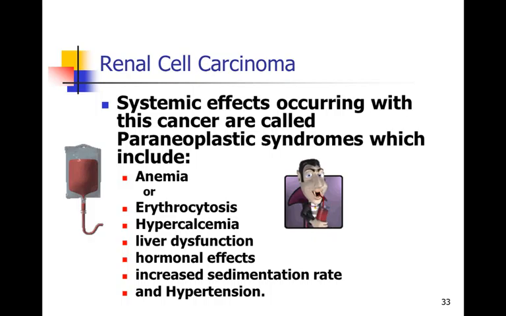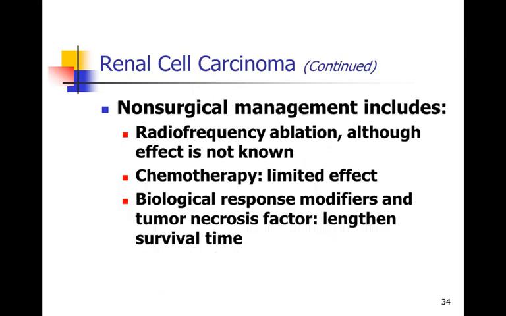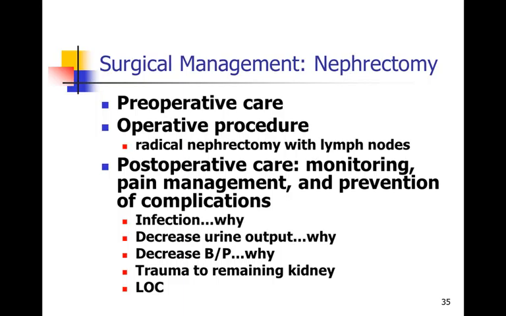Interventions focus on controlling and prevention of metastasis. Non-surgical management: radiofrequency ablation is usually used to slow tumor growth. Chemotherapy really has had limited effects. They may use biological response modifiers such as the interferons and interleukin-2. If necessary, nephrectomies are performed.